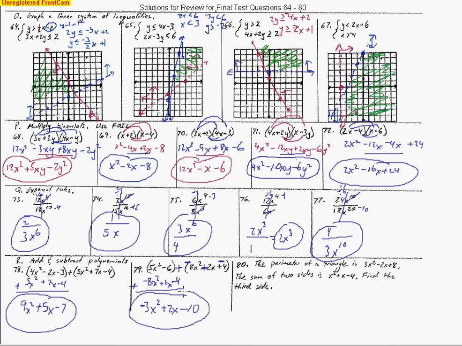That is the answer. Over here it talks about the perimeter of a triangle is this. So this is the whole perimeter. That's like a sum. It's adding up all the sides. The sum of two of the sides is this. Find the third side. Well, if this is the total right here, what I'm going to end up doing is set up a subtraction problem. 3x squared minus 2x plus 8. And I'm going to take away the other two sides, which sum to x squared plus x minus 4.